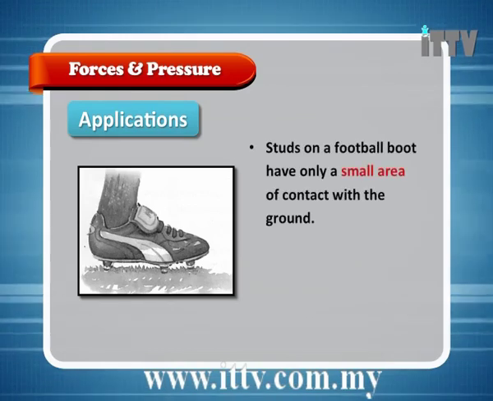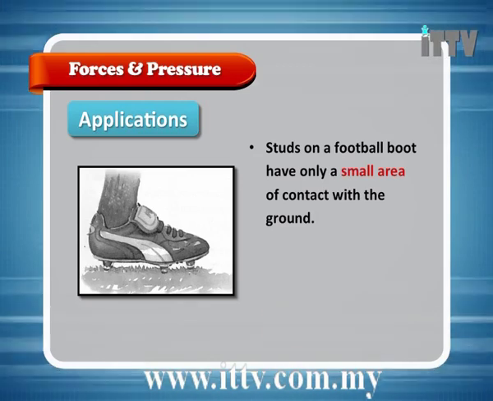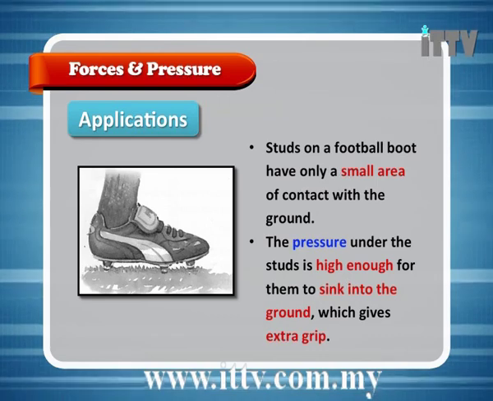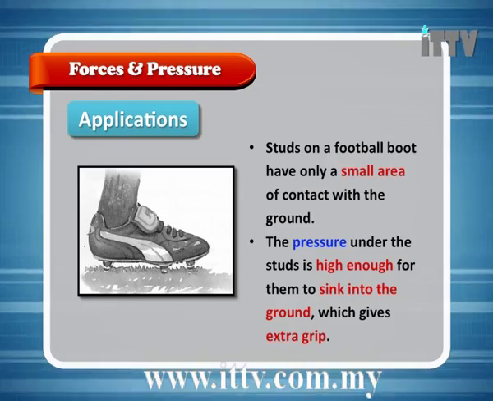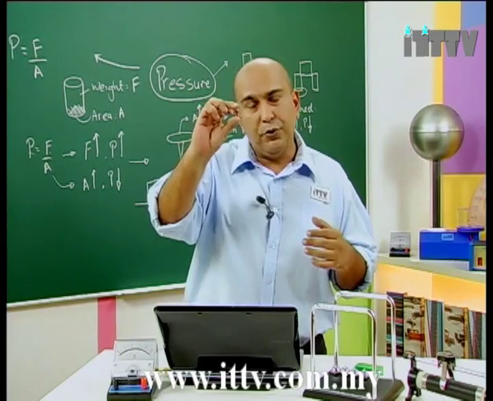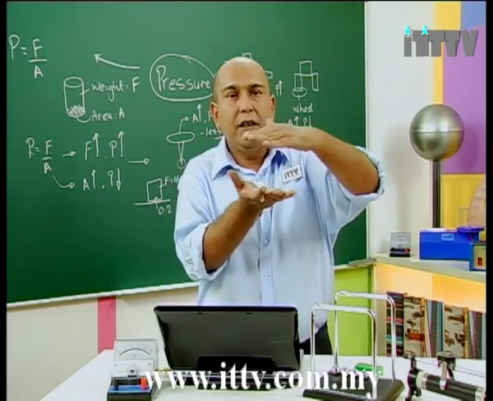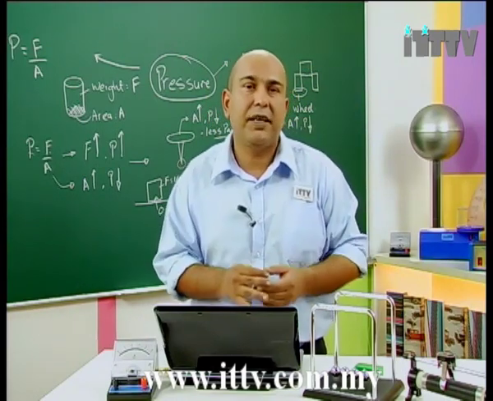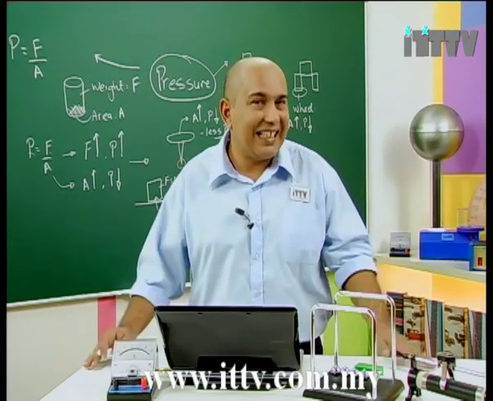Applications. Studs on a football boot have only a small area of contact with the ground. The pressure under the studs is high enough for them to sink into the ground, which gives extra grip. So this is a typical example of using the idea of area and pressure. The football boot studs are a small area, so they will create a high pressure and they will sink into the ground a little bit more, which gives the football player some extra grip. It's a similar thing with spike shoes or even ice skates.